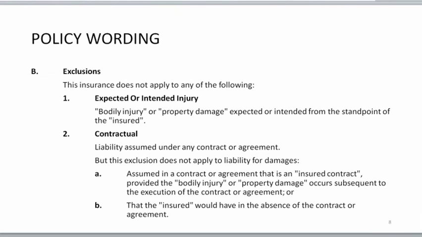Exclusion 2. We exclude liability assumed under any contract or agreement, but this exclusion does not apply to liability for damage assumed in a contract or agreement that is an insured contract, provided the bodily injury or property damage occurs subsequent to the execution of the contract or agreement, or that the insured would have in the absence of contract or agreement. So we exclude contractual except for insured contracts.